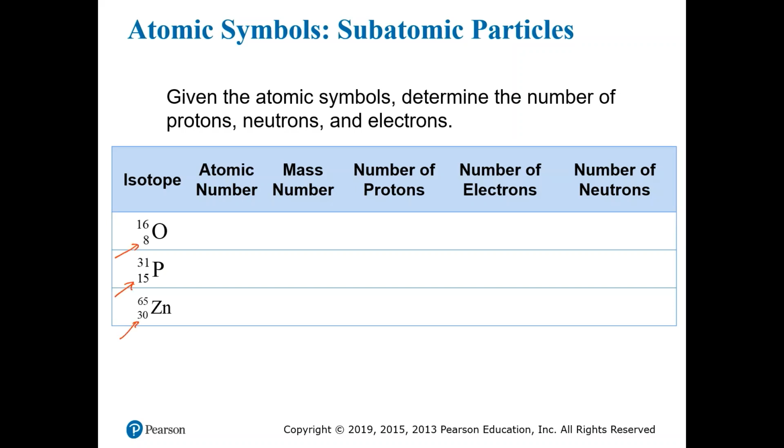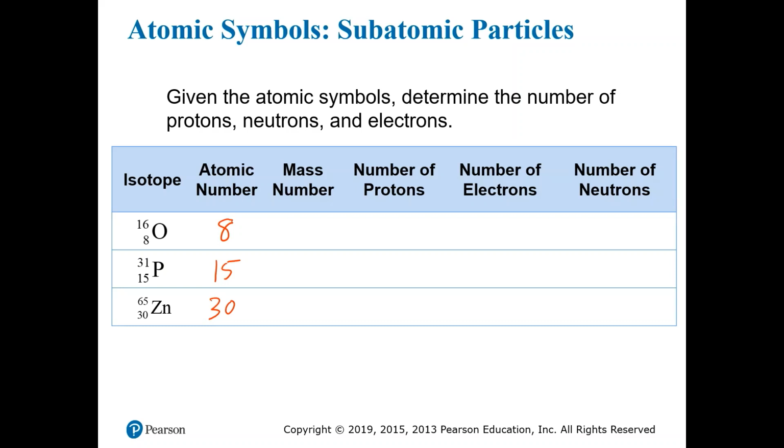For oxygen, the atomic number is 8. For phosphorus, the atomic number is 15. For zinc, the atomic number is 30. Now, if that number for some reason is missing, that's okay because the atomic number is always the same for a given element. If we know that we're dealing with oxygen, we can go to a periodic table, look up oxygen, and find that the atomic number is 8. It's always going to be 8. If it's not 8, then it's not oxygen. The next column is asking for the mass number.